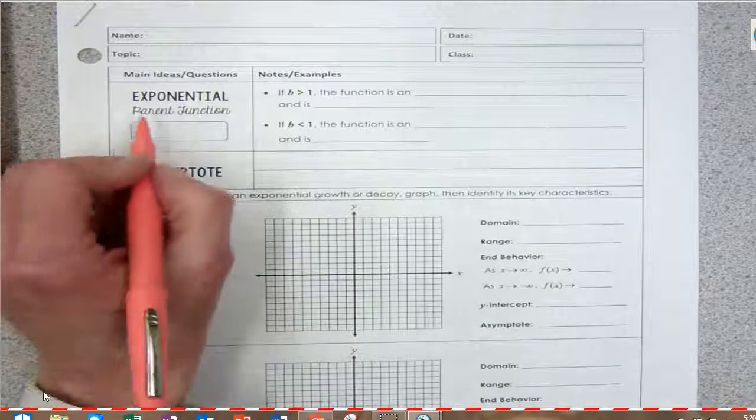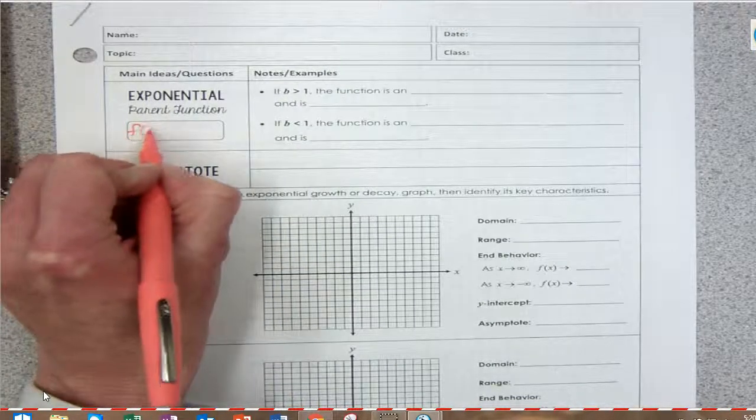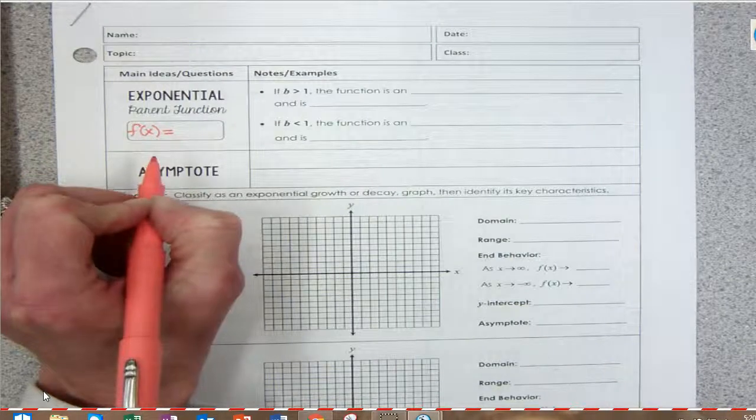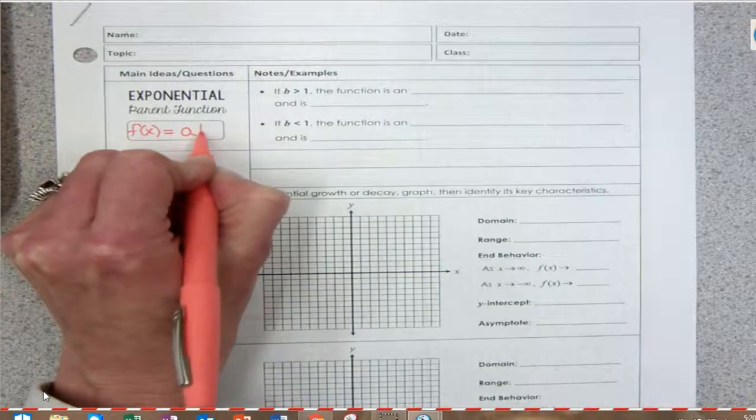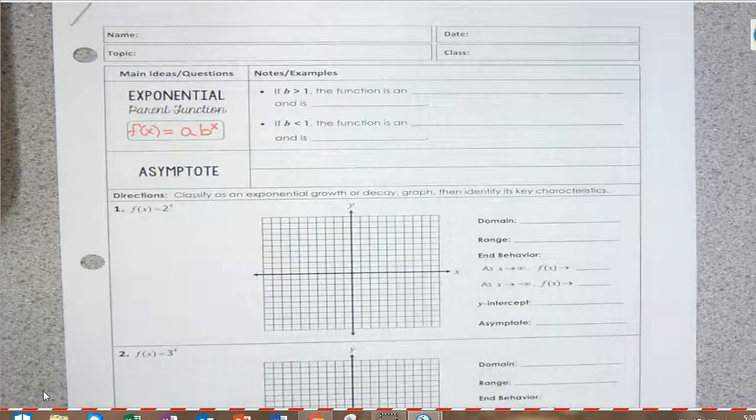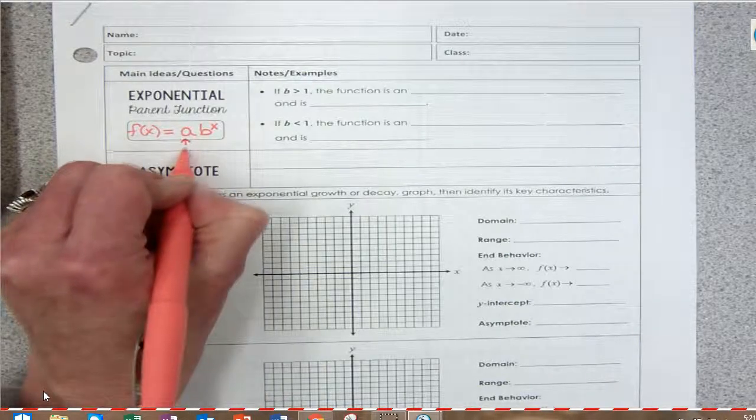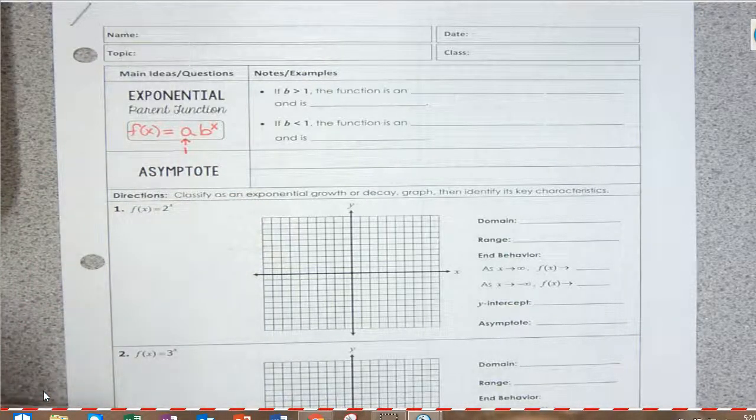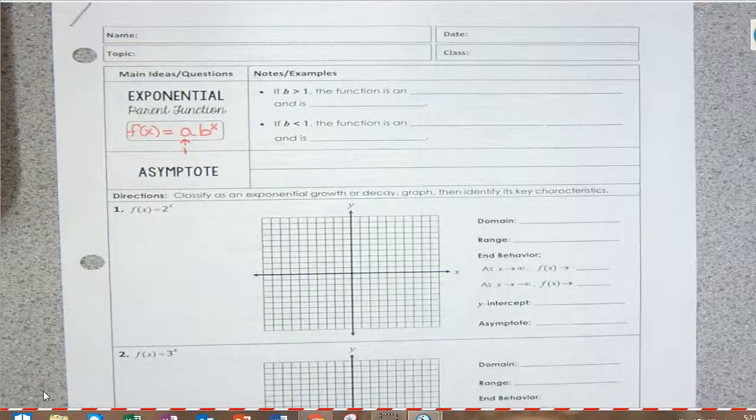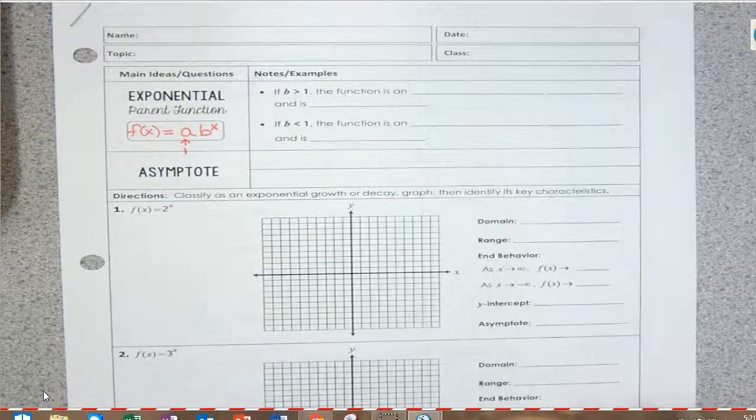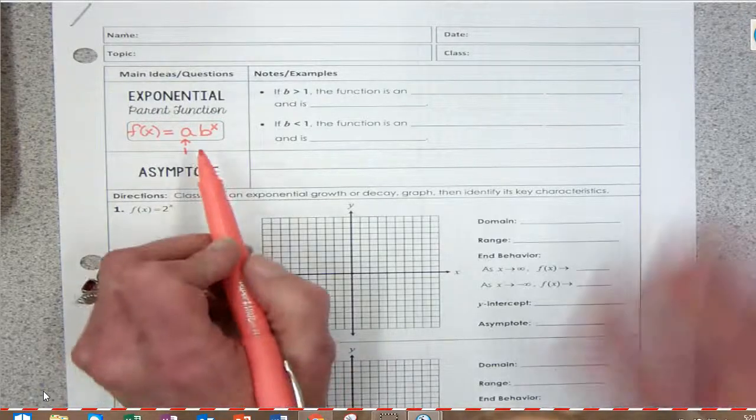Okay, your exponential parent function, as we're also aware, is f of x equals a times b to the x. Now, most of the time, a is going to be 1, but there are going to be times where a is not 1. I just want to show you that so that when it's not 1, you understand what that is.